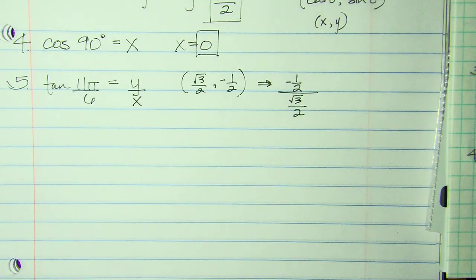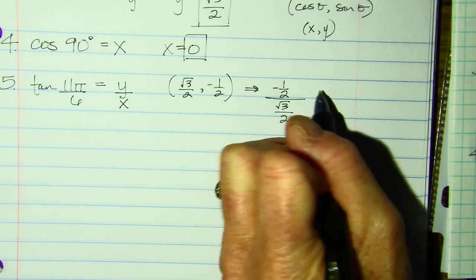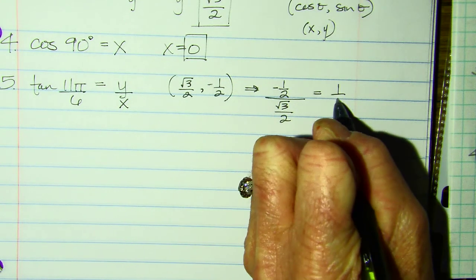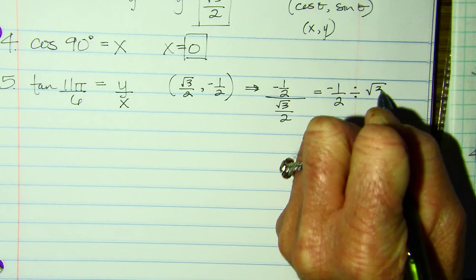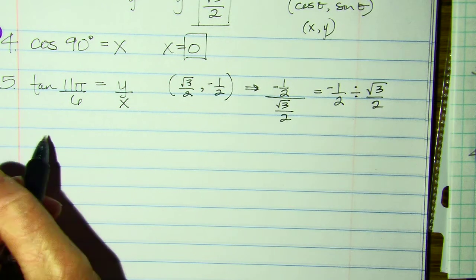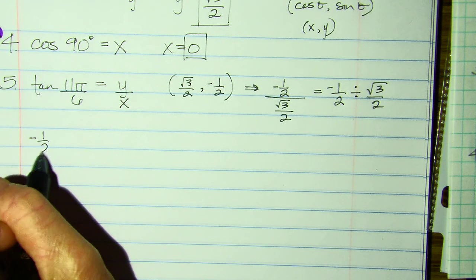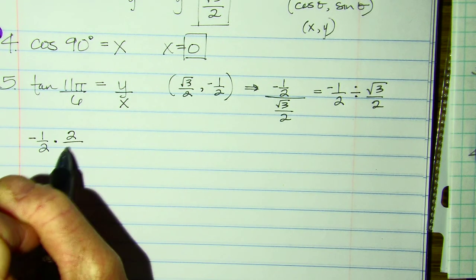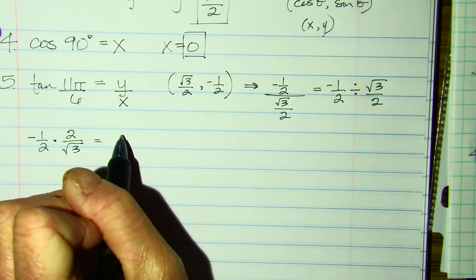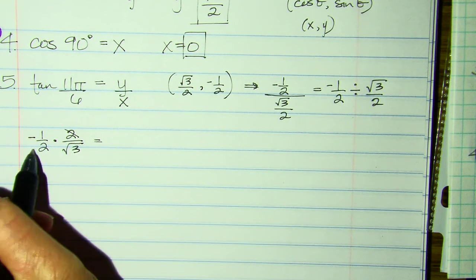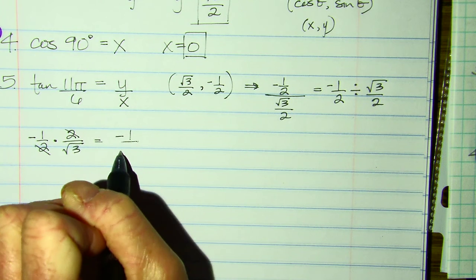And we can't leave it that way. So I'm going to rewrite this. This is negative 1/2 divided by root 3 over 2. And to divide by a fraction, I multiply by the reciprocal. So this gives me the 2's cancel, and I get negative 1 over root 3.